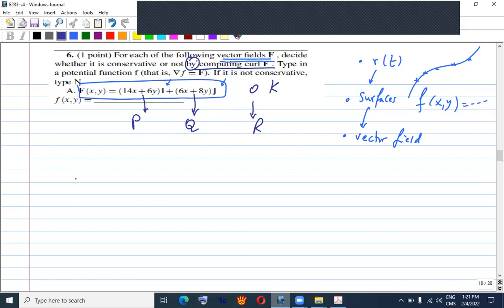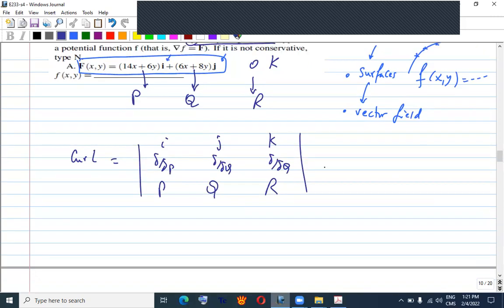So how do you find the curl? Now you have to do the i, j, k and PQR right here. This is what you do. You derive P with respect to x, y, z. You derive Q with respect to x, y, z. You derive R with respect to x, y, z. It's a process. We do it as a process. So we have i, j, k.